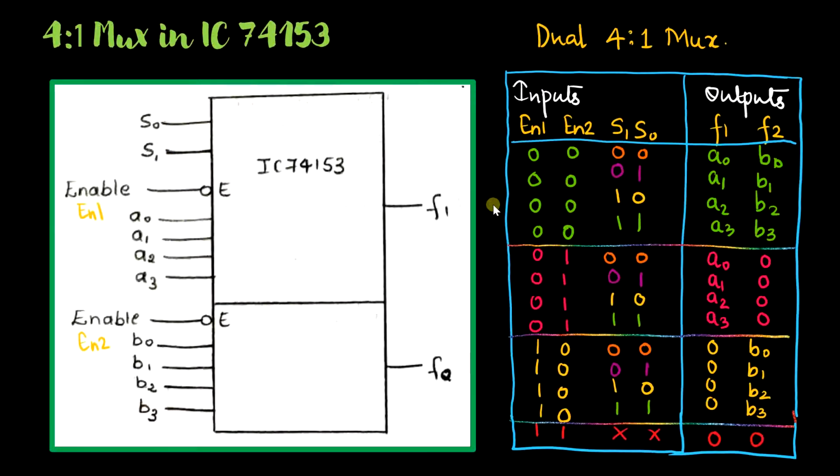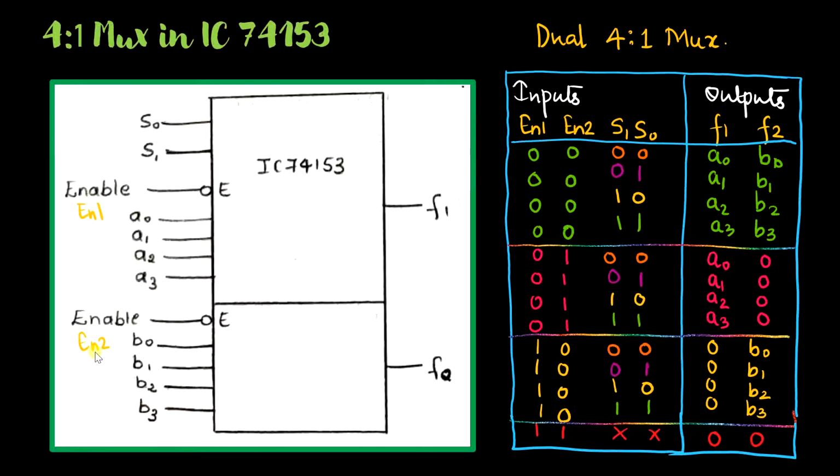So here we can see that there are two identical and independent 4:1 mux, and each mux will have a separate enable input. The first enable input I have represented as EN1, and the second enable input I have represented as EN2.